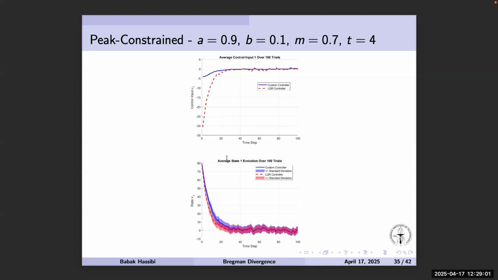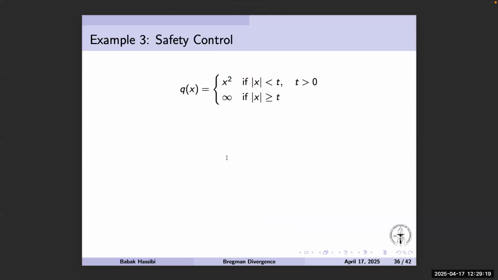But if you look at its performance, yes, it's a bit off because it had a peak constraint, but it's not a whole lot. Even though, if you look at the beginning, how much more effort this guy put into control, we did a reasonably good job because we had a peak constraint.